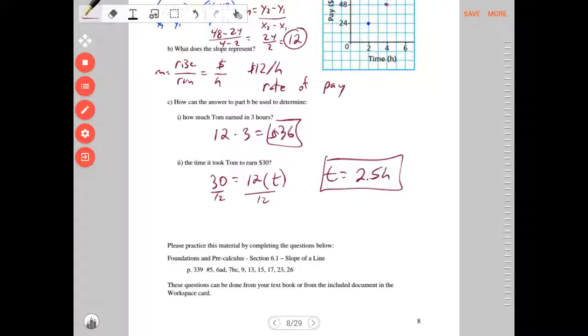So we're done section 6.1. I want you to practice the material from here. Again, section 6.1 in your textbook starts on page 339. You might want to print these ones from the workspace card because there's some drawing in here, and it's just easier if you draw right on the pages. Please don't draw on your textbook. Your librarian gets kind of annoyed at that. Anyways, please do these questions.